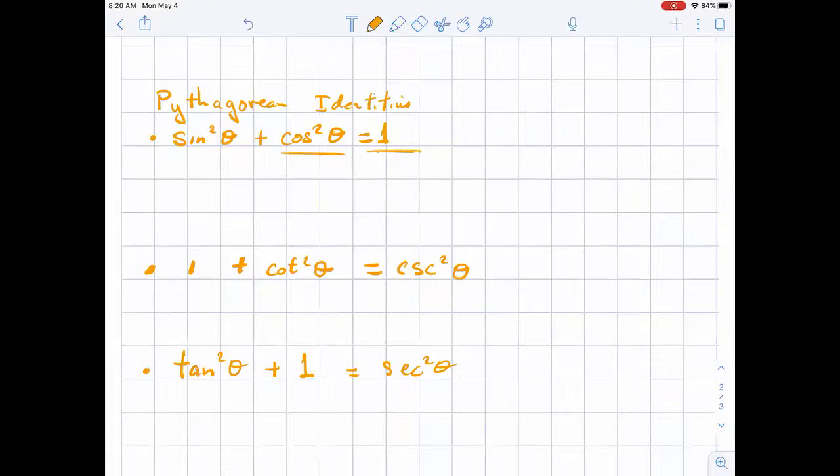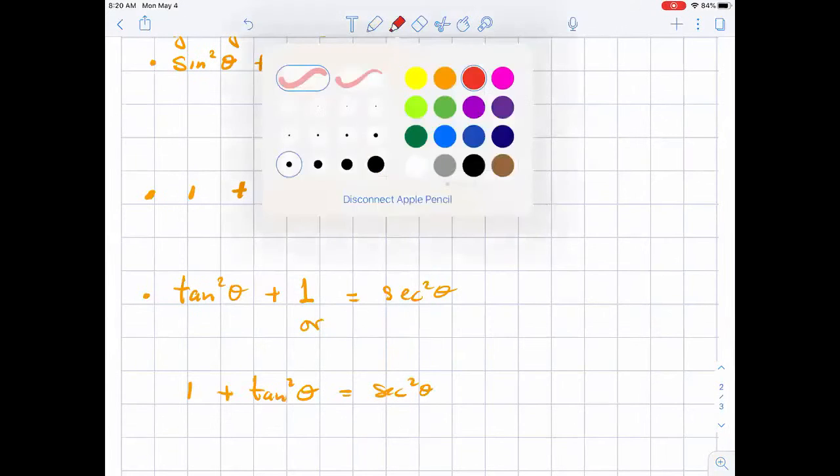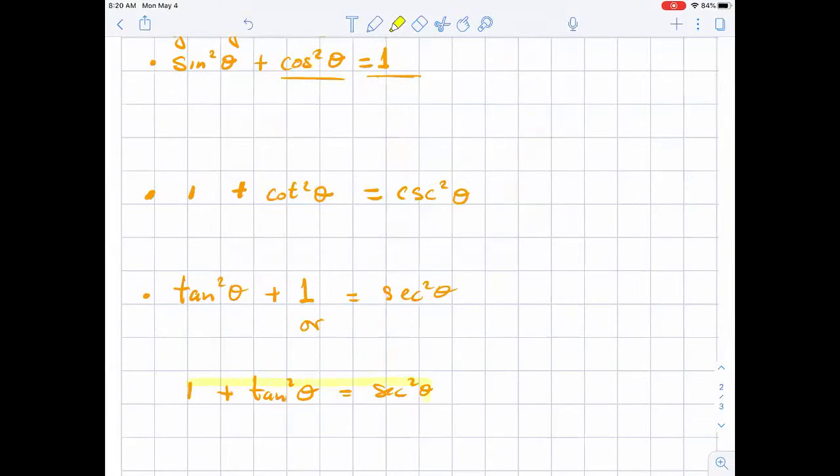Now, generally you will see them written with the 1 first, or I can write 1 plus tangent squared theta is secant squared theta. So these are the identities you guys have to learn. Okay, 1, and there's a few more.